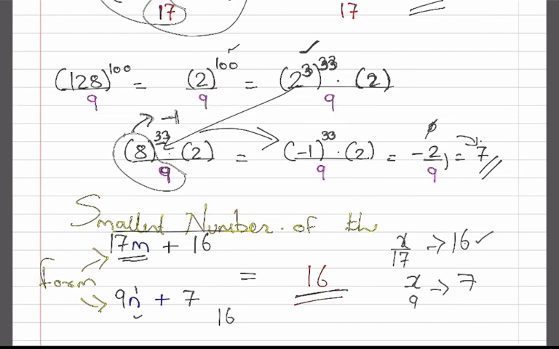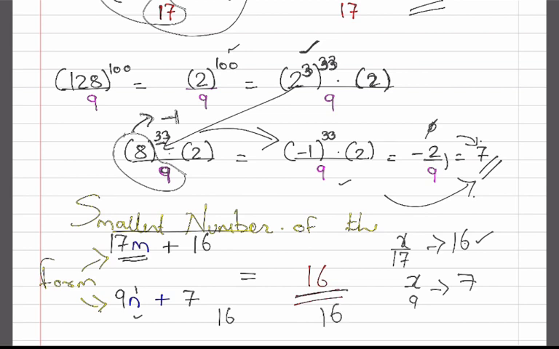17m plus 16. Put m as 0, the smallest number is 16. Put m as 1, the next number is 33, and so on. But the same number, when I divide it by 9, I should get a remainder of 7. So this is of the form now 9n plus 7. Put n as 0, smallest number 7. Put n as 1, the next number would be 9 plus 7, which is 16, and 16 is my answer.